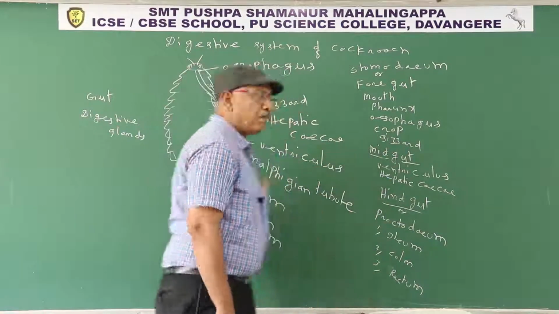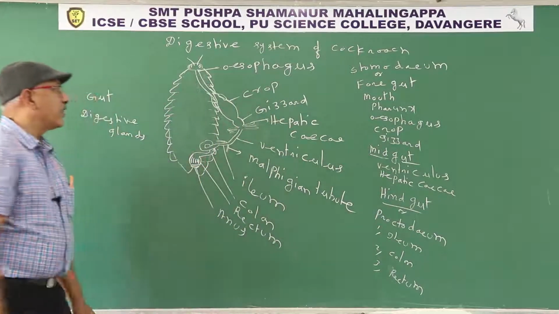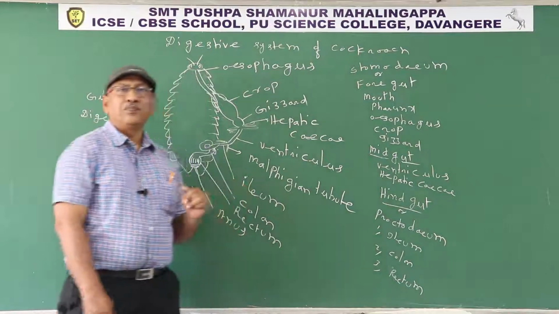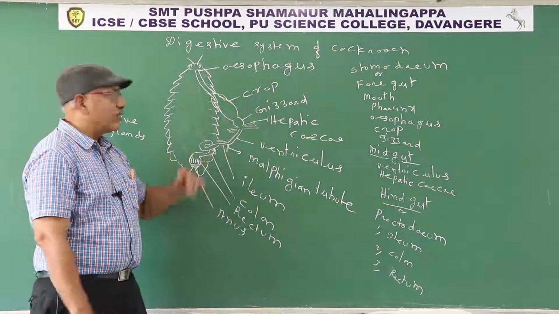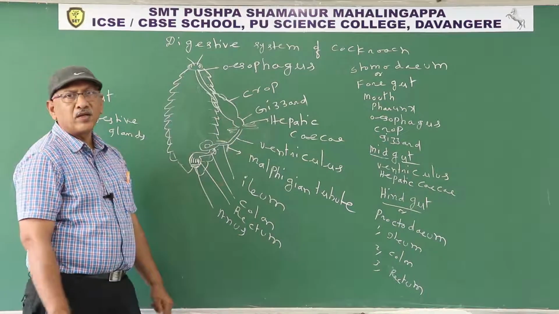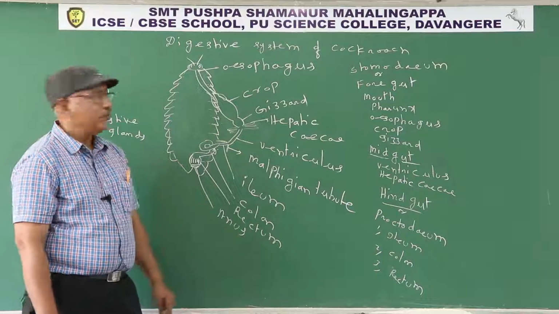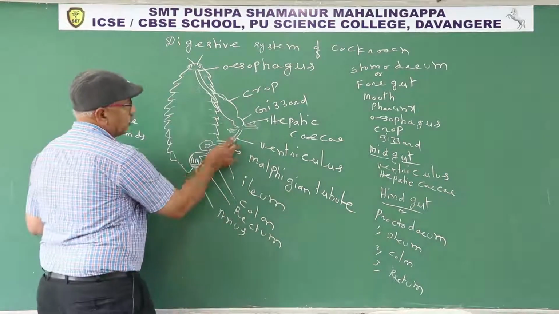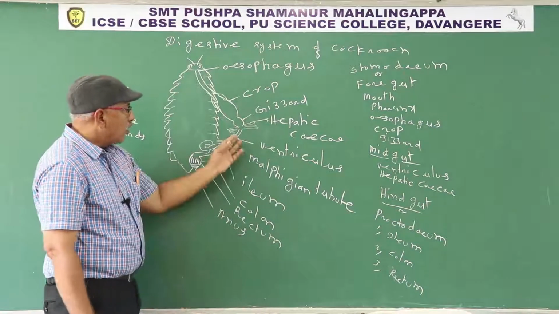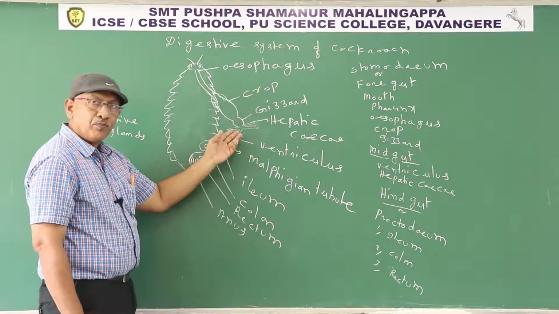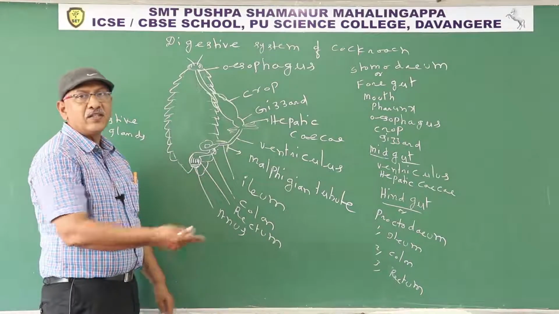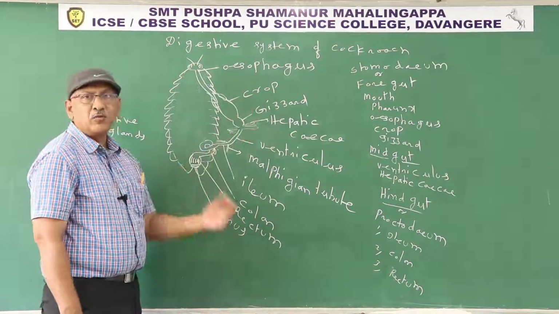Next one, gizzard. Crop leads into a small sac-like structure, gizzard. Gizzard contains 6 teeth. By the action of teeth, food is cut into pieces. So mastication cuts the food into smaller particles in the gizzard. Gizzard opens into a narrow tube known as ventriculus. So gizzard is present before ventriculus. That's why gizzard is also known as proventriculus. Pro means in front.